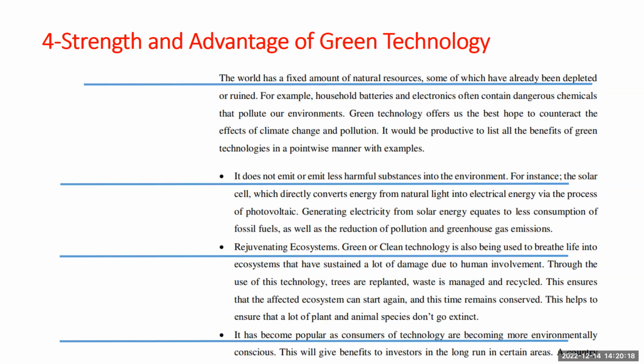It does not emit harmful substances into the environment. For instance, the solar cell directly converts energy from natural light into electrical energy via the process of photovoltaics.